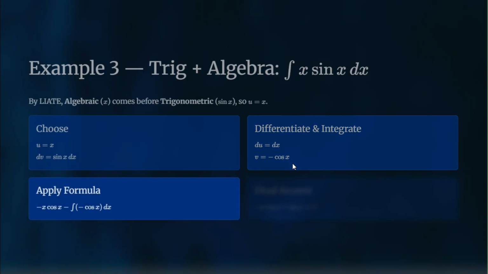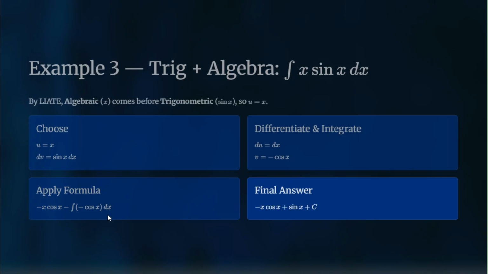Now we can apply the formula. U times v is negative x cosine x, minus the integral of v, negative cosine x, times du, which is dx. So that will be equal to negative x cosine x, minus a negative becomes plus, and the antiderivative of cosine x with respect to x is sine x, plus c.